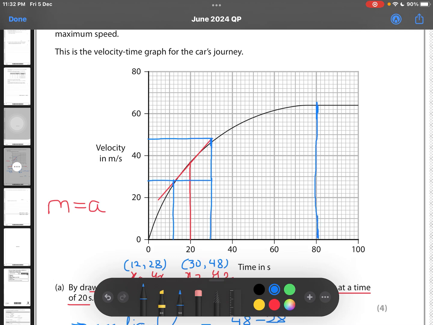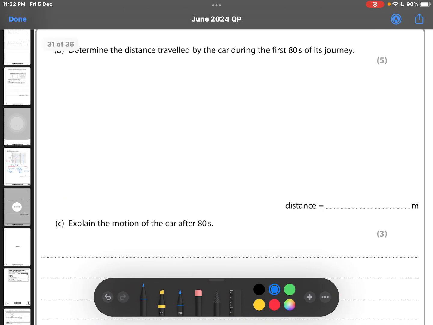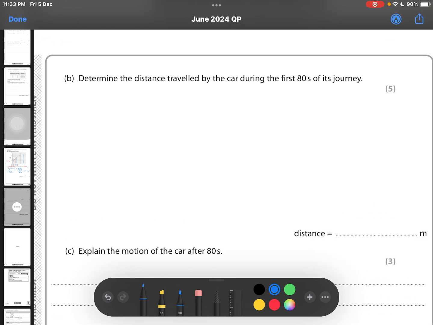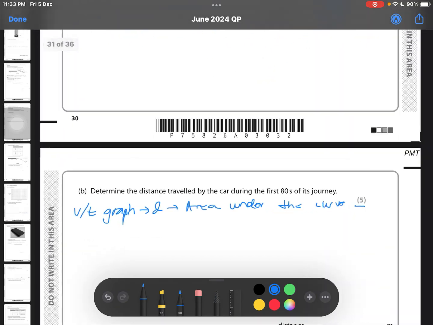Now, over here, we need to find the distance. And this is a 5-mark question. So it's very important that you know that we need to do a lot of working here. For a velocity time graph, distance is definitely area under the curve. Okay? So we need to find the area over here.